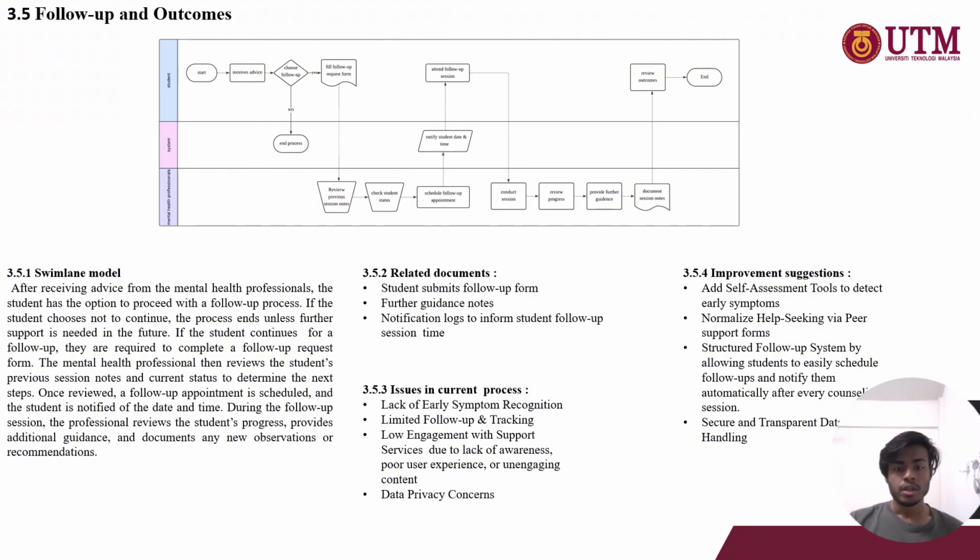So basically, the issues in the current process are the lack of early symptom recognition, limited follow-up tracking, low engagement with support, and data privacy concerns. To improve the solution, we suggest adding a self-assessment tool, normalizing help-seeking via a peer support forum, and a secure, transparent, structured follow-up system allowing students to easily schedule.